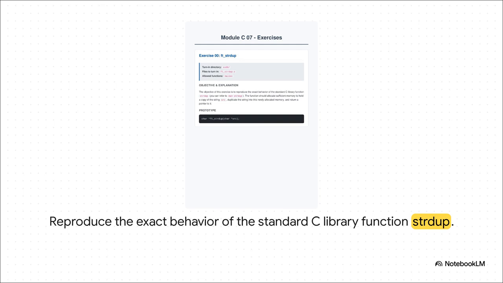Our goal here is simple, but absolutely crucial. We need to take a source string, figure out exactly how much space it takes up, and return a pointer to a brand new identical string sitting safely in dynamically allocated memory.